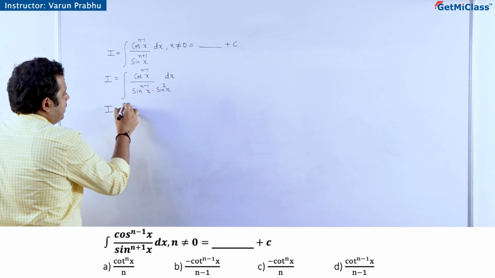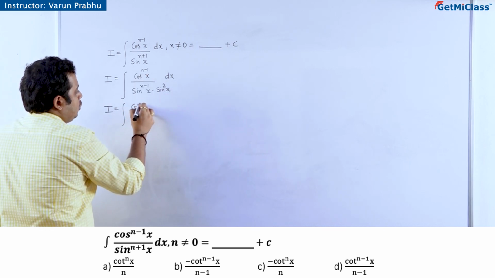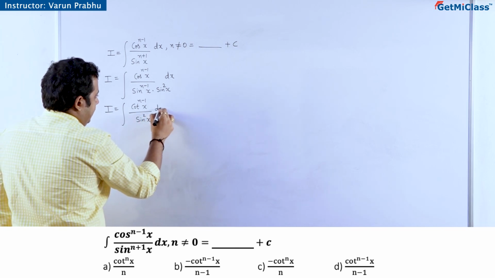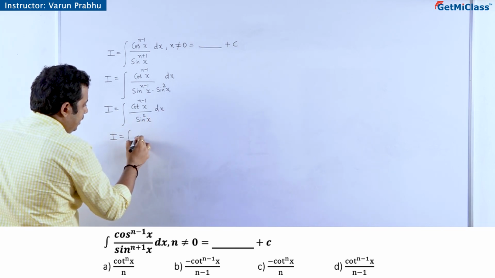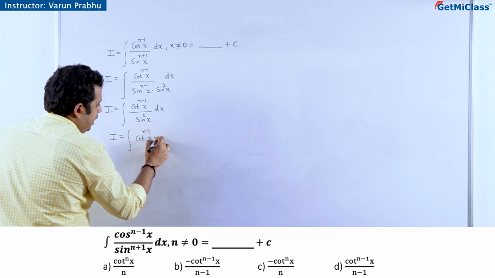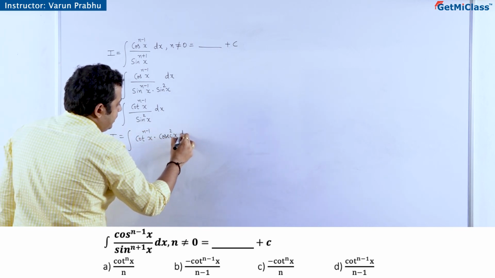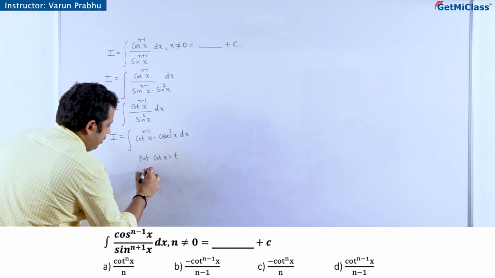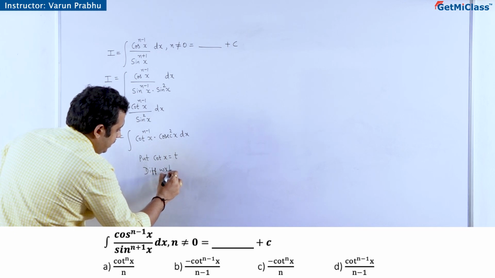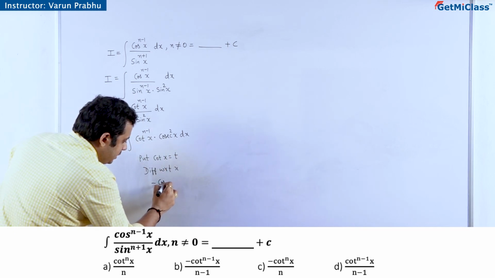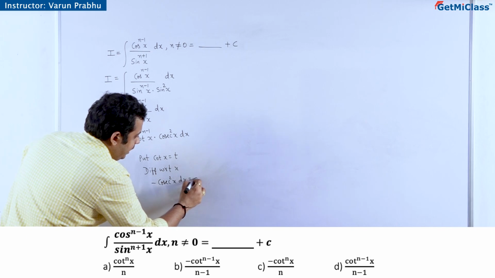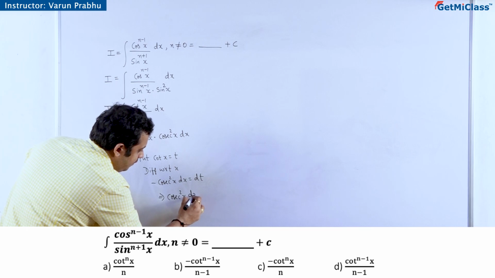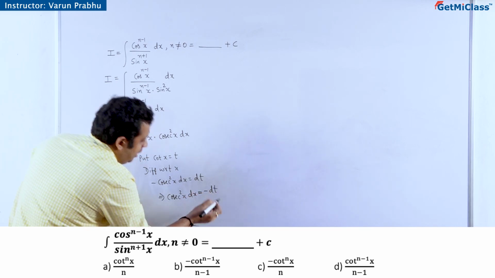So I can write now cos by sine, powers are even here. So this can be written as cot to the power n minus 1 x divided by sine squared x times dx. So I can write the integral of cot to the power n minus 1 times x into cosecant squared x times dx. Put cot x is equal to t. When you differentiate this with respect to x, we get minus cosecant squared x dx is equal to dt. So cosecant squared x dx will be equal to minus dt.